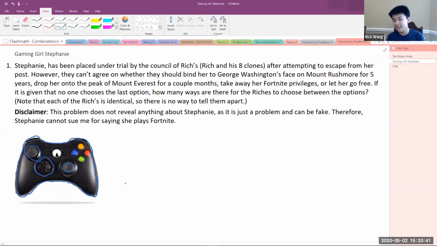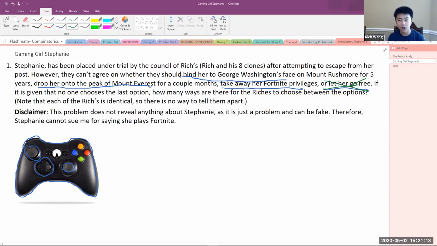All right, so now that you guys have hopefully all read the problem, we're going to be quickly going over it. So since Stephanie is currently under trial, we can see that the Council of Riches has decided that she has 4 different options. She can either be bound to George Washington's face, she can be dropped onto the peak of Mount Everest, take away her Fortnite privileges, or let her go free. However, it is also noted that none of the riches chooses the last option, so we can pretty much just ignore this option. So how many ways are there for the riches to choose between the options?